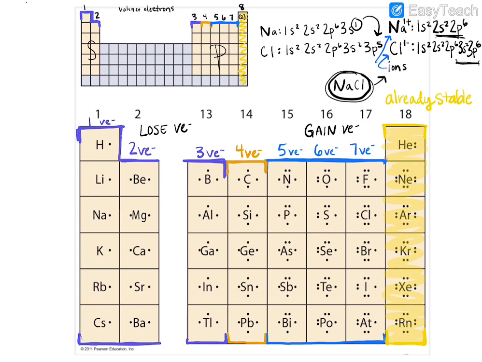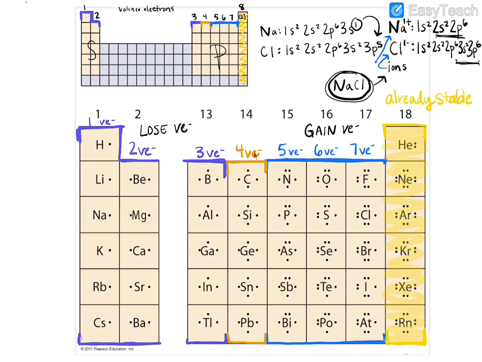And this is how we are starting to see chemical bonds form. It is a complementary process where atoms will lose and gain electrons with one another in order to become chemically stable.